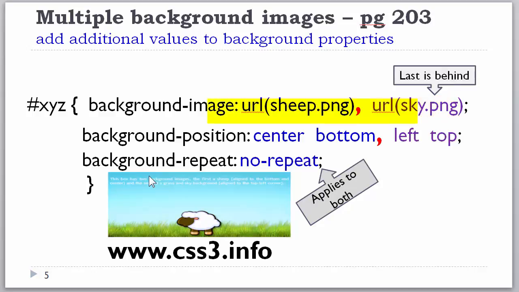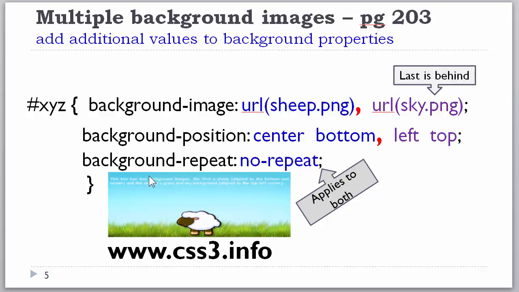For example, here we have the background position property set for the first image, which is the sheep, to center bottom. Notice the sheep is the foremost image. The second one is set to left top, which happens to be the default. Even if it is the default, you still need to put it. If you only have one value for a background position and you have two images, that value will apply to both, and that's not necessarily what we want.